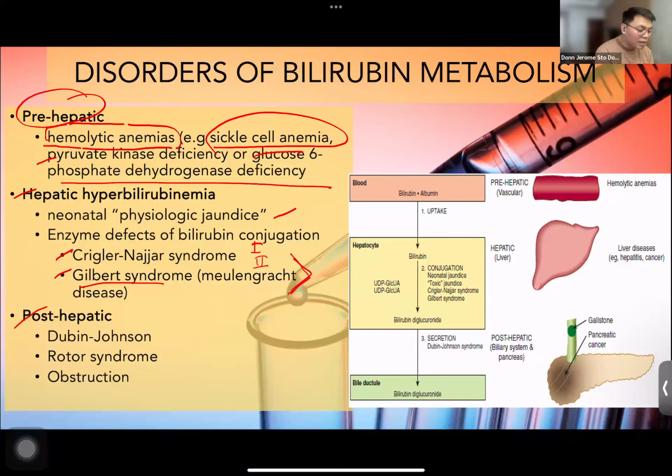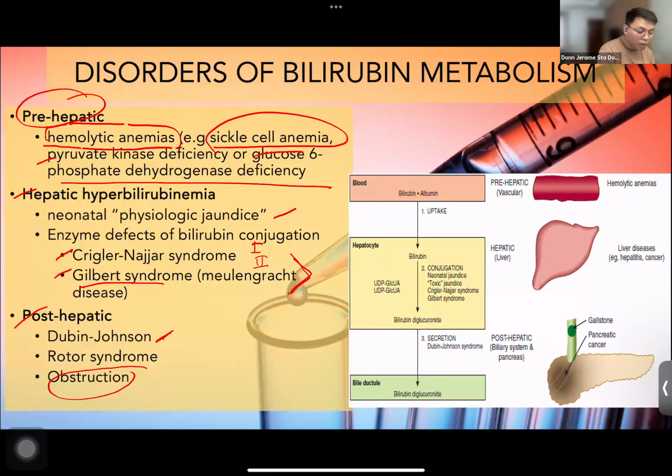And lastly, post-hepatic can be due to obstruction. So that's self-explanatory. Na-conjugate na, hindi lang ma-excrete due to obstruction. That can be due to stones in your biliary tree or mass, may bukol, in the biliary tree. Or parasites, pwede din yon. Pag nag-lodge yung parasite dun sa biliary tree, hindi makalabas. That can cause conjugated hyperbilirubinemia.